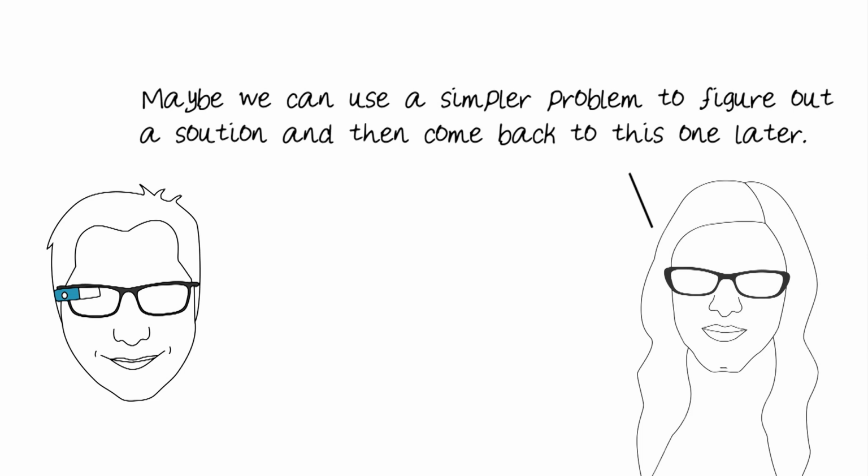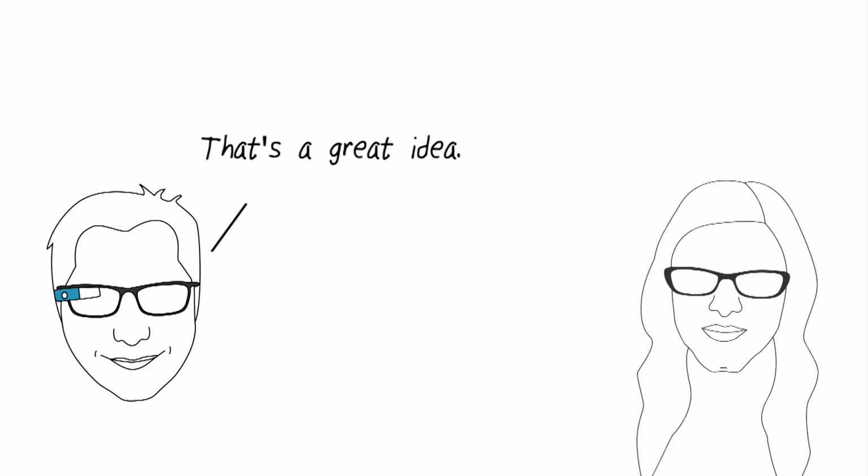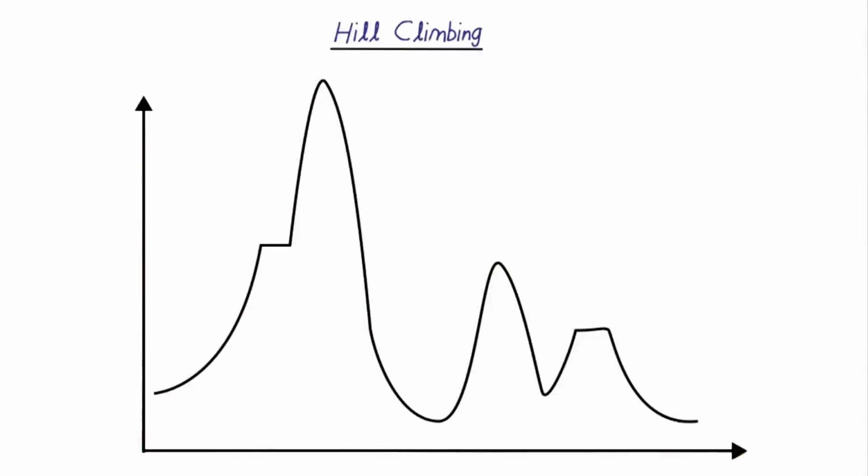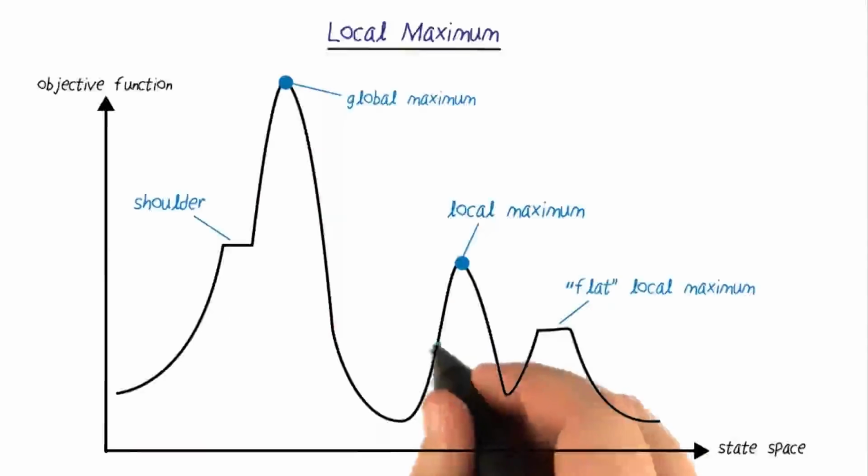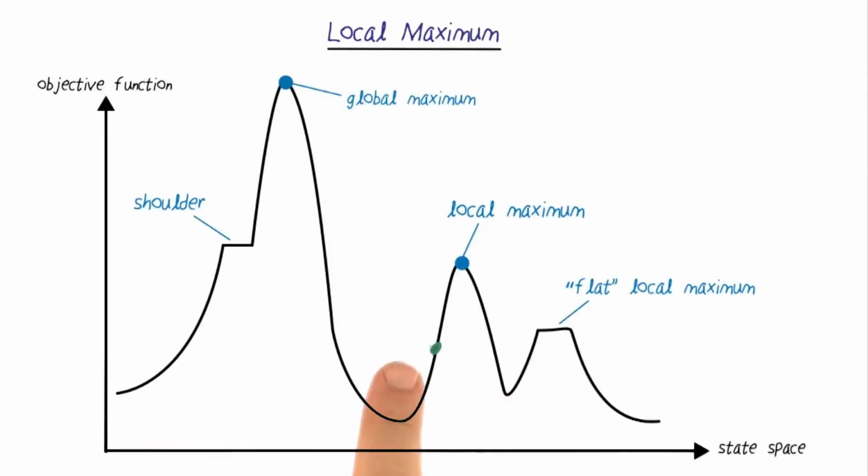Maybe we can use a simpler problem to figure out a solution, and then come back to this one later. That's a great idea. The N-Queens problem was multidimensional, and we were trying to minimize the number of attacks. Here, for convenience, we'll make our goal to maximize this value. And we can only move left or right along the x-axis, instead of having so many different pieces to move. Suppose I start here. I look to the left, and it goes down. I look to the right, and it's going up. So I'll take a step in that direction.